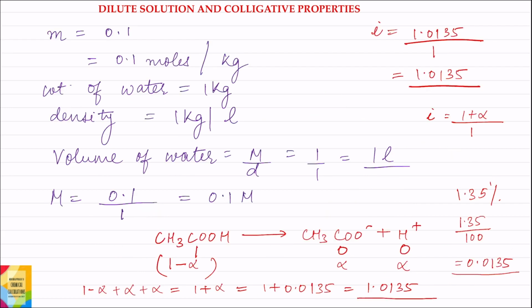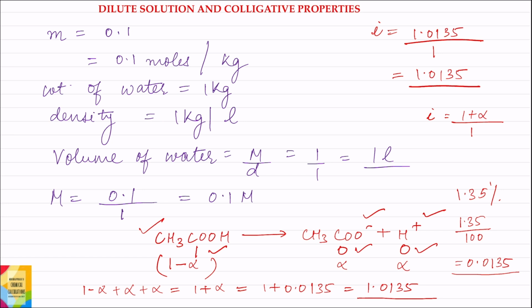Now, how to calculate van't Hoff factor? Acetic acid dissociates to give acetate and H plus ions. If initially the number of moles of acetic acid is 1 mole, then when there is no dissociation, the moles of acetate ions is 0 and moles of H plus ions is also 0.